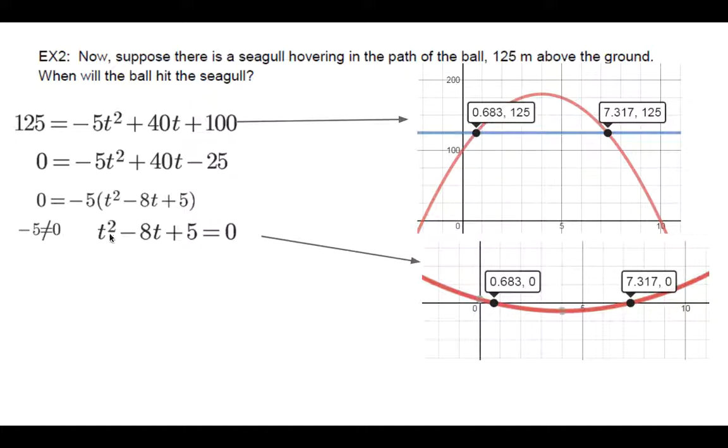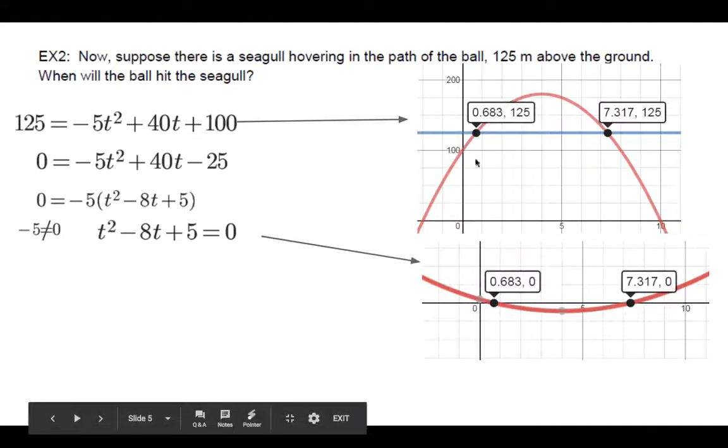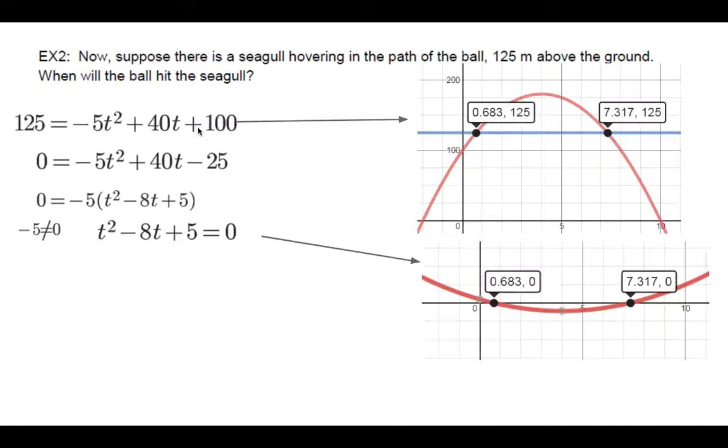Visually, what this is showing is that when this parabola with the t squared minus 8t plus 5 is equal to 0, it's going to happen at the same time as when this parabola is 125. It's neat to think about the connection between t squared minus 8t plus 5, which has nothing to do with a ball being launched in the air. It's opening up, but it has the same zeros as when this hits 125. I just wanted to show that from Desmos.